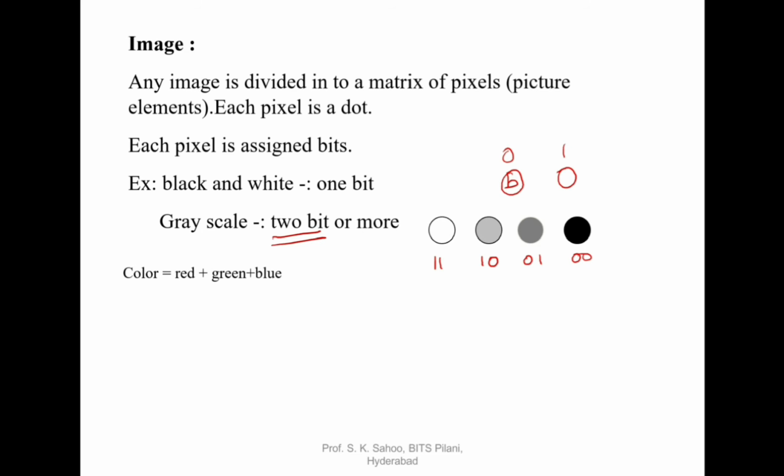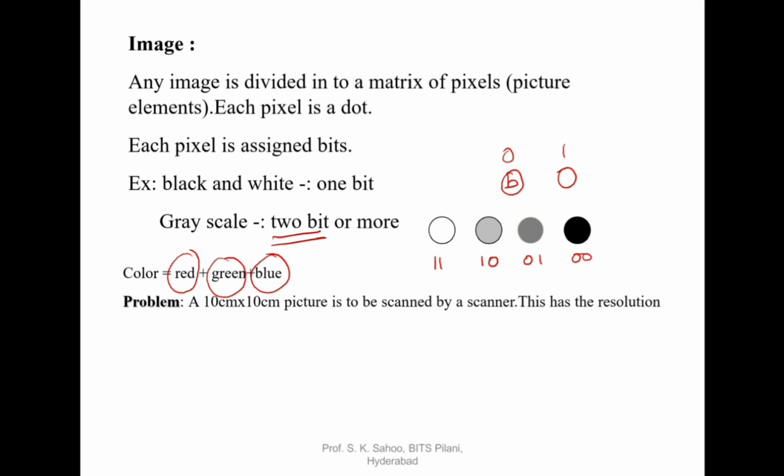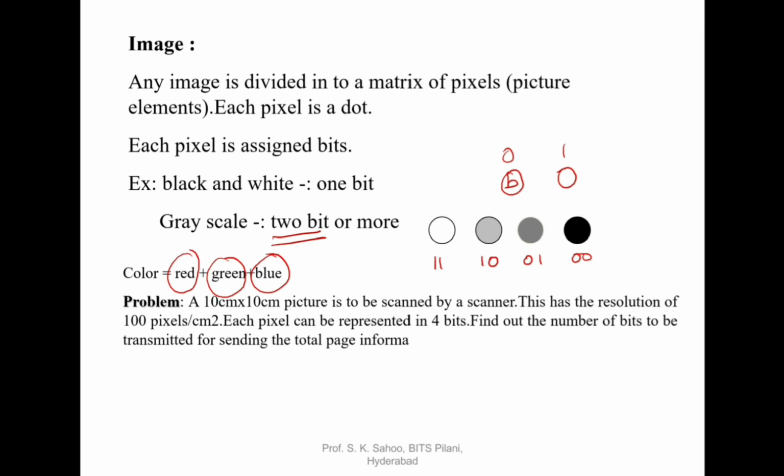If I have a color image, how do you represent that? A color image is represented by a combination of 3 pixels: red, green and blue. And so a single color pixel is a combination of 3 color pixels. Let us take one example. A 10 centimeter by 10 centimeter picture is to be scanned by a scanner. This has a resolution of 100 pixels per centimeter square. Each pixel can be represented in 4 bits. Find out the number of bits to be transmitted for sending the total page information.